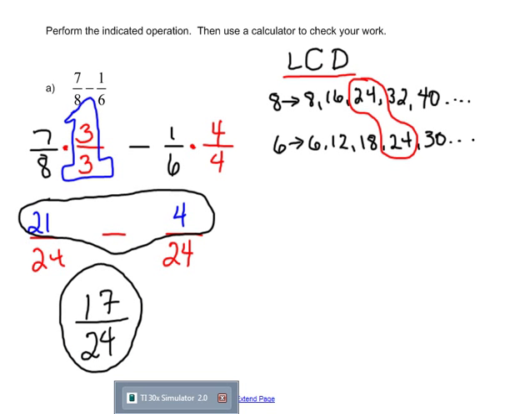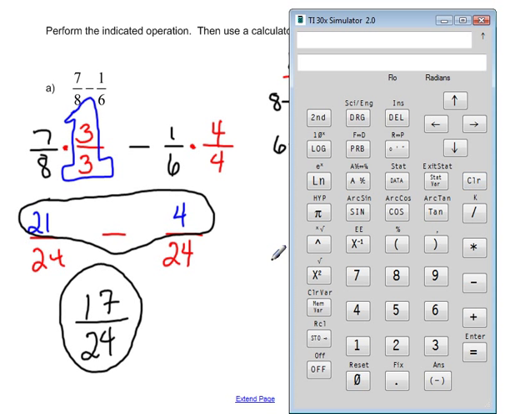Let's double check our work on our calculator. If we pull the calculator up here, remember what we were doing. We did 7/8, so 7 fraction key 8. From that we subtracted, here's our subtraction sign, 1/6, so 1 fraction key 6. And when we press enter, there's the 17/24. The calculator's done all of the common denominator work for us and come up with the same thing we came up with by hand.